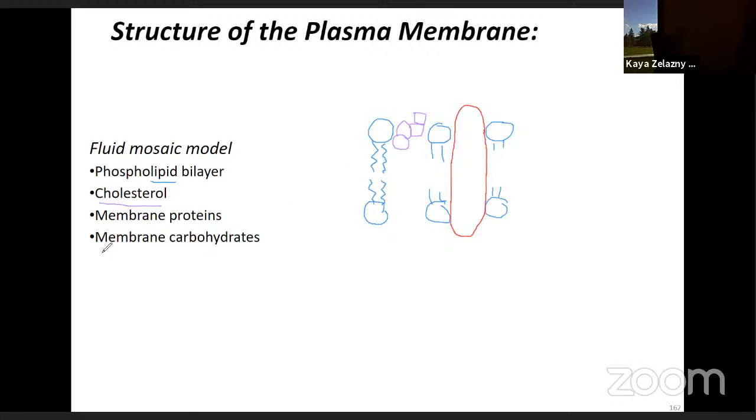We're also going to have some carbohydrates. Our carbohydrates are really going to be kind of tacked on to other molecules. So we might have a carb tacked onto a lipid, or we might have a carb tacked onto a protein.